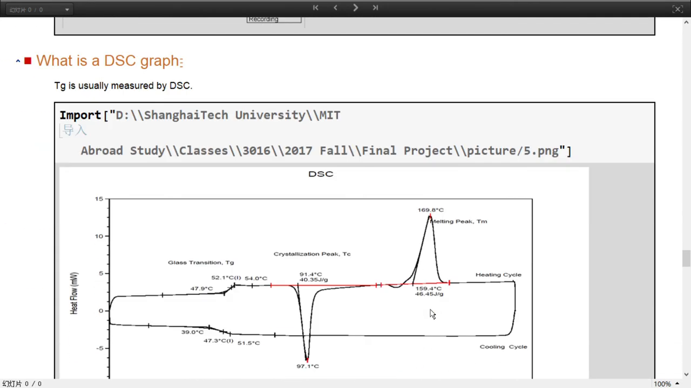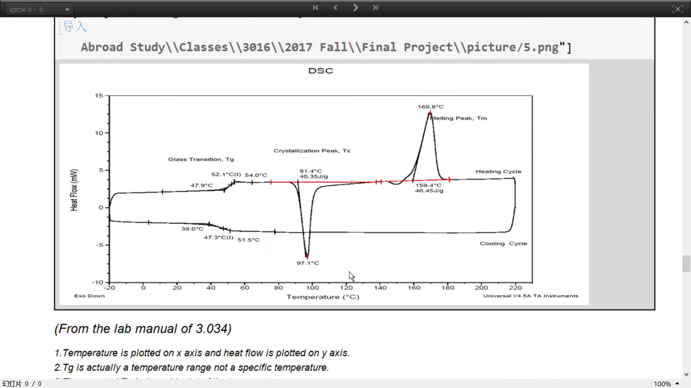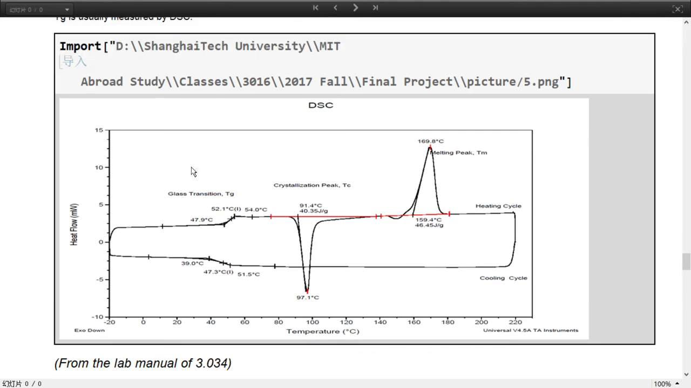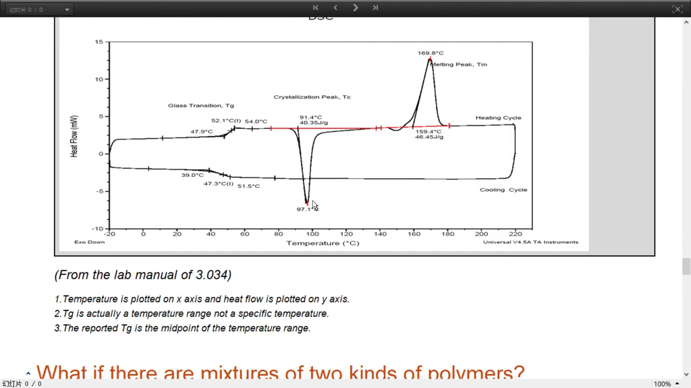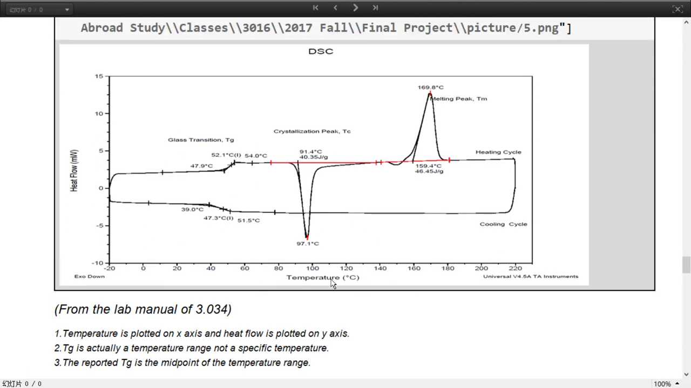That is a DSC graph. And we can use this graph to determine the Tg. So here, as you can see, the Tg is 52.1 degrees centigrade. The temperature is plotted on the x-axis, and heat flow is plotted on the y-axis. Tg is usually a temperature range, not a specific temperature. The reported Tg is the midpoint of the temperature range.